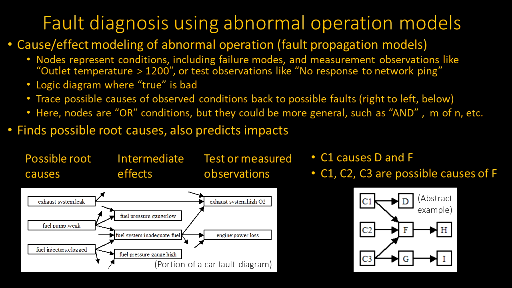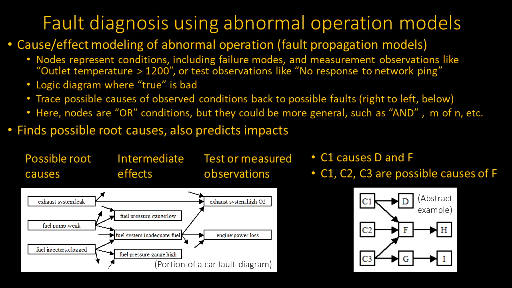On the right-hand diagram here, we just labeled possible causes, root causes C1, 2, and 3, and then some various conclusions that come from that. Now, what are these nodes exactly? Well, the nodes represent conditions, and that includes failure modes, like the root causes, and it includes measurement observations, like outlet temperatures greater than 1200 degrees. But it could also be an observation like no response to a network ping. It could be basically a test result rather than necessarily something you observe all the time.